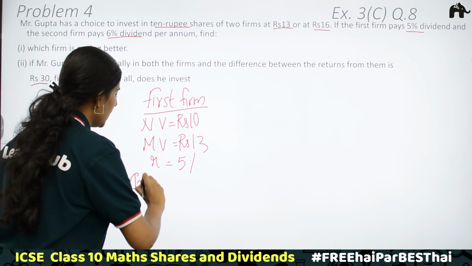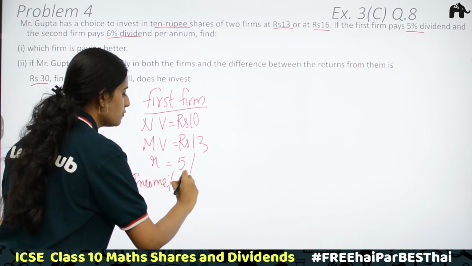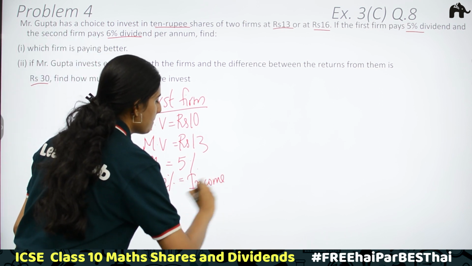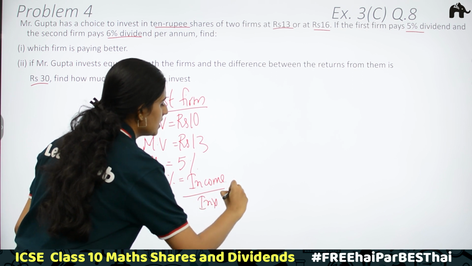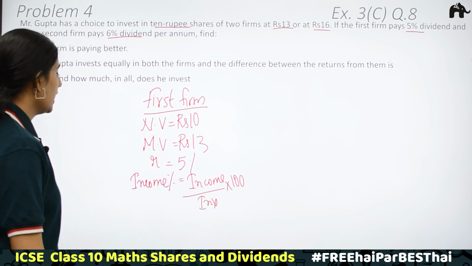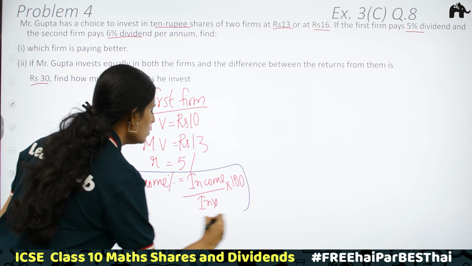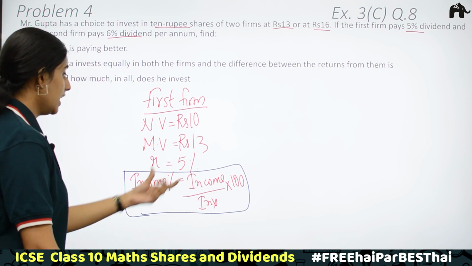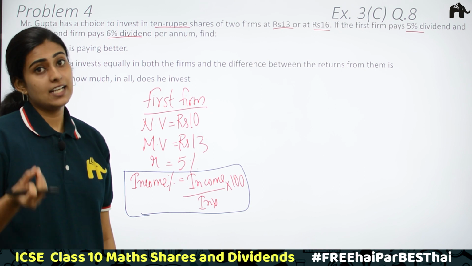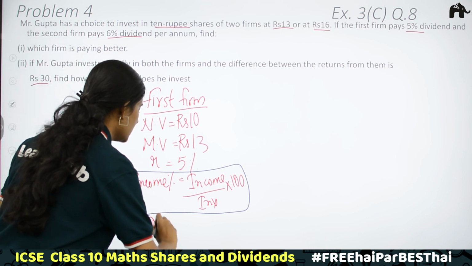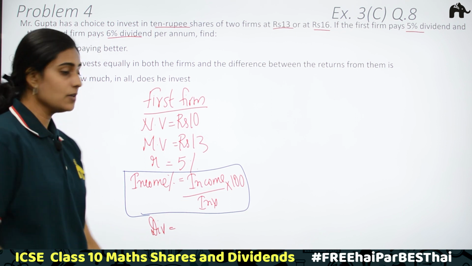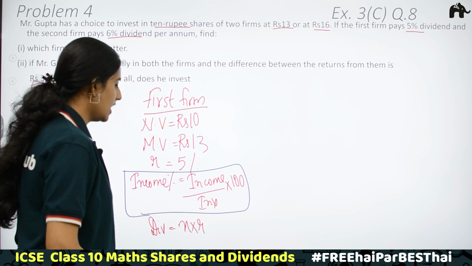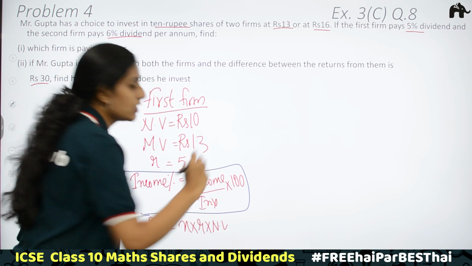How do you find the income percentage? We have a formula to find income percentage. Income by investment into 100. Yes. What is the income here? We don't know what income is. Income can be determined by finding the dividend. How do you find dividend? Dividend is equal to number of shares into rate of dividend into nominal value of 1 share.